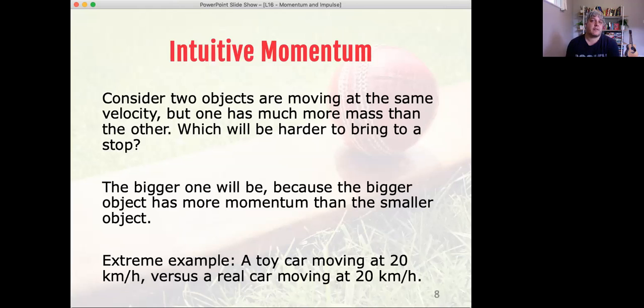Momentum is something that people tend to have a fairly intuitive idea of. The idea that two things moving at the same velocity but with different masses can have very different inherent properties. Even if we haven't met the term momentum specifically, we still have this idea about it. And usually people have the right idea. If you ask people which of the two objects there, a toy car moving at 20 kilometers an hour or a real car moving at 20 kilometers an hour, which one has more momentum, which one is going to be a bit harder to bring to a stop, then usually everyone's going to say the real car because it's got more mass. More mass means more momentum, which means you have to use more force to stop it, essentially.